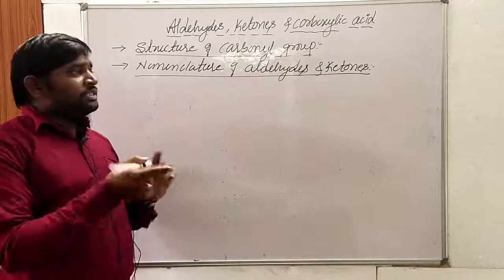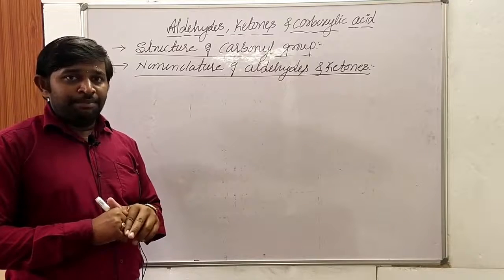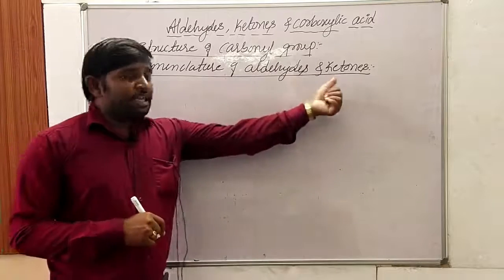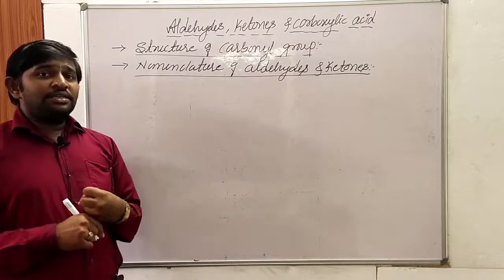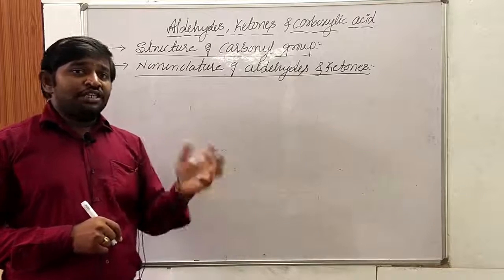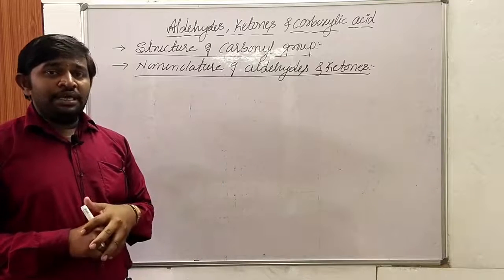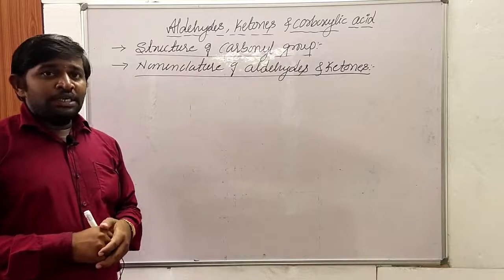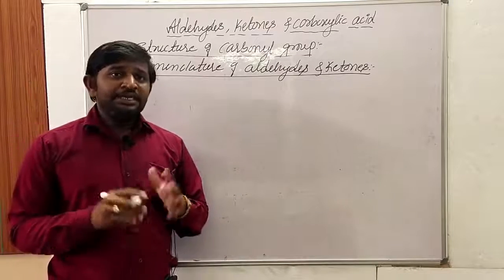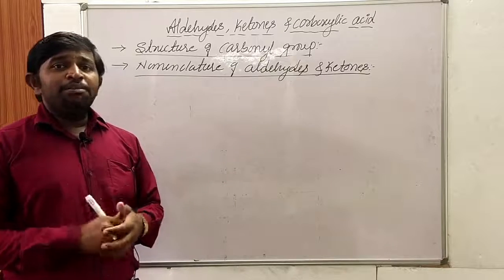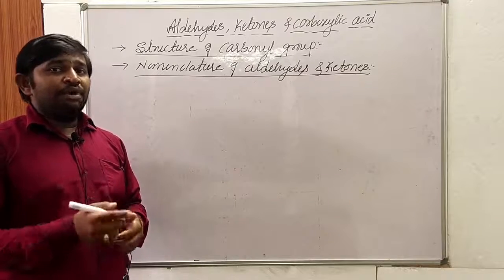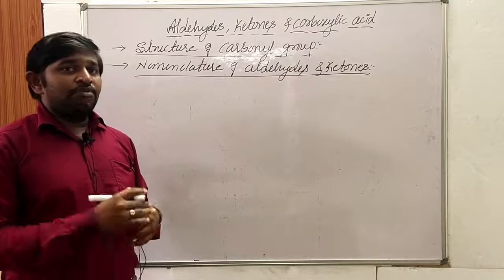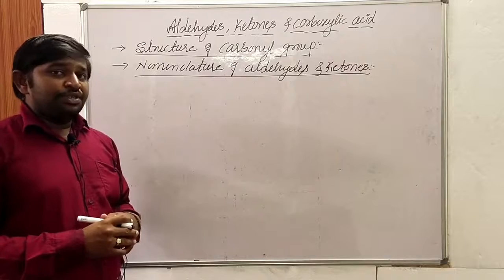So what is the difference between the common name and the IUPAC name? The common name is nothing but the name of the source from which we extract the aldehydes and ketones. That source name itself is called the common name. Whereas the IUPAC name, International Union of Pure and Applied Chemistry, is a committee which has set some rules. Based on those rules, if you identify the name of the compound or organic molecule, that is the IUPAC name.